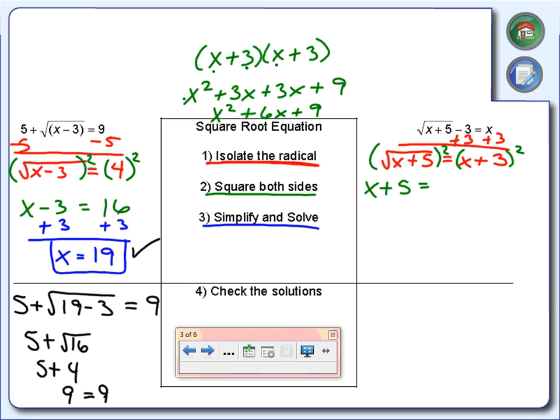So that's what we end up with over here in our equation on the right-hand side: x squared plus 6x plus 9. And that's what I get after squaring both sides. Now we've got a problem here, guys, because this is different from the first example that we worked together. How is this one different? This one turns out to be a quadratic. And how do we know it's quadratic? Because it's got an x squared in it.